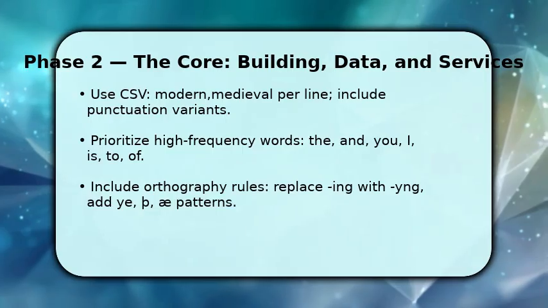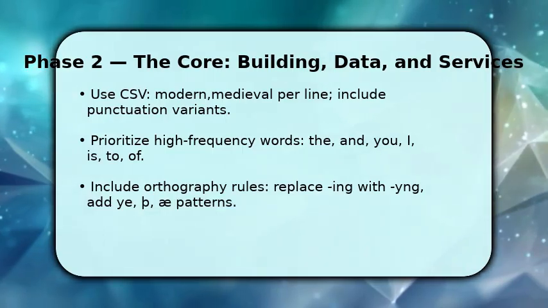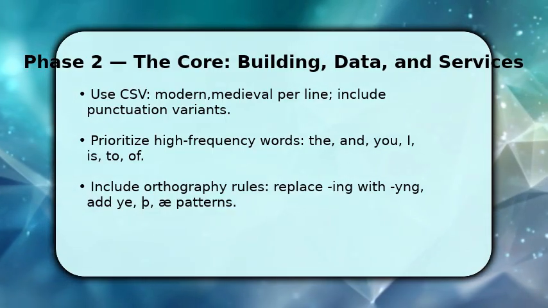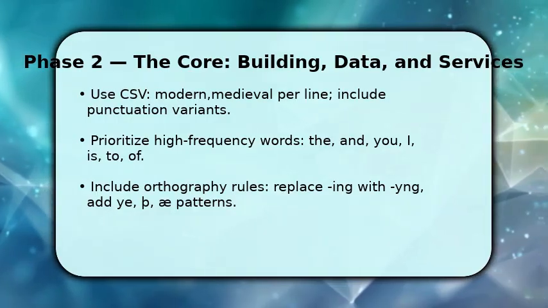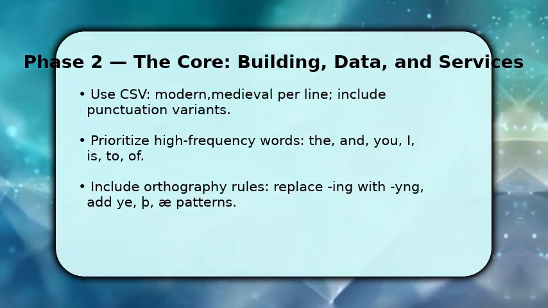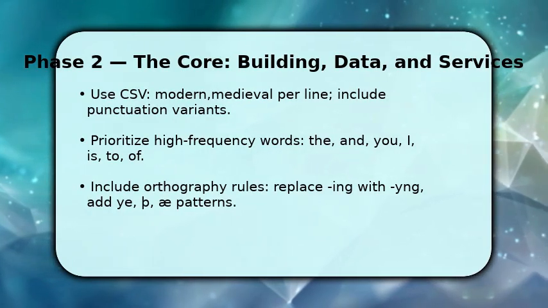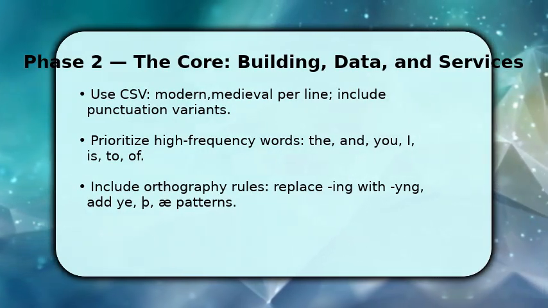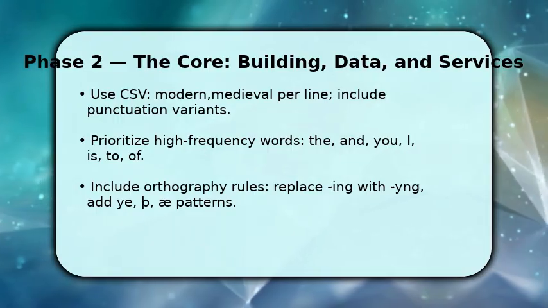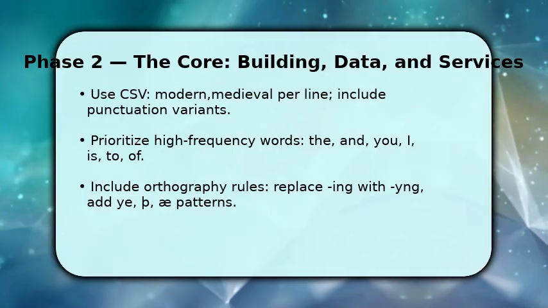Now map modern words to medieval forms line by line, because consistent replacements create the style. Use CSV with modern, medieval entries and include common punctuation variants so commas, periods, and capitals are handled. Prioritize high-frequency words like the, and, you, I, is, to, of to maximize effect.